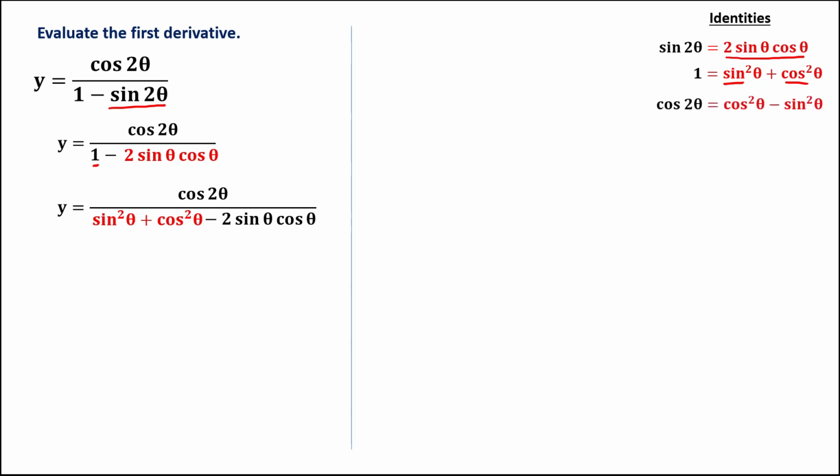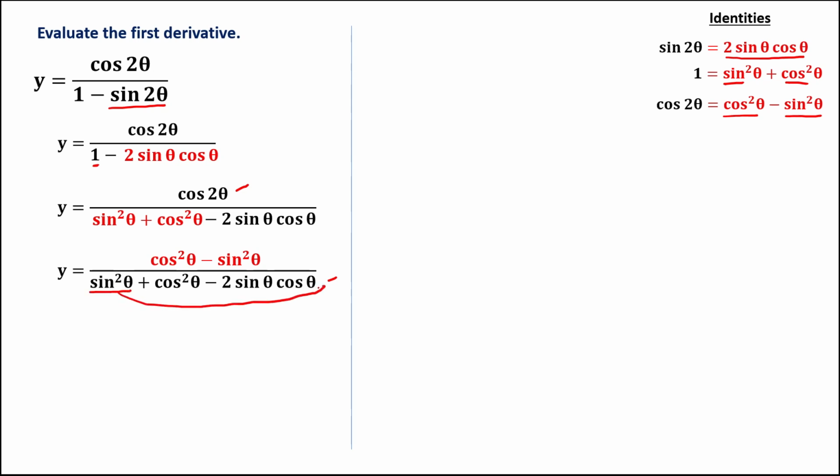And this identity: cosine 2θ is equal to cosine squared minus sine squared. So for this numerator, this becomes cosine squared minus sine squared. Then we can rearrange this denominator by putting this sine squared θ at the last term. So this becomes cosine squared minus 2 sine times cosine, then plus the sine squared.